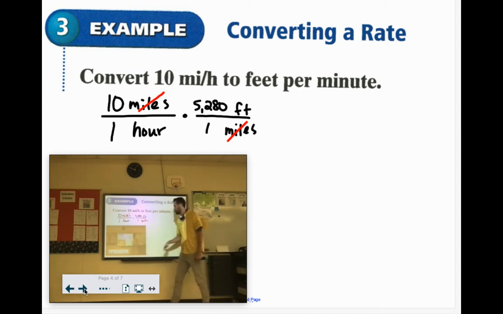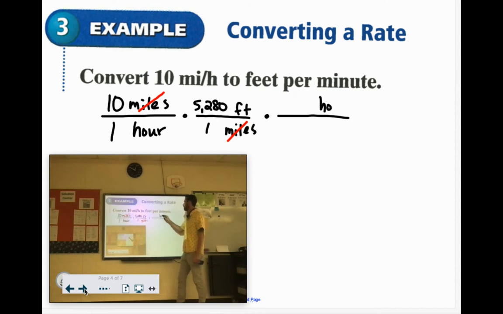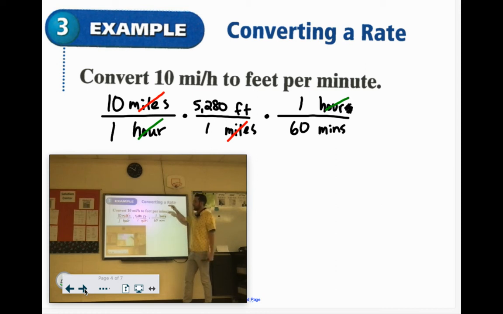We need it to be feet per minute. So we don't want hours. It's in the denominator right now. If we don't want it, we're going to put it in the numerator. Now, this you probably do know. Minutes and hours: 1 hour has 60 minutes. So if we cancel out those units, we cancel out our hour in the denominator for our hour in the numerator. Now our only unit left on top is feet, our only unit left in the denominator is minutes. So we have it in feet per minute.